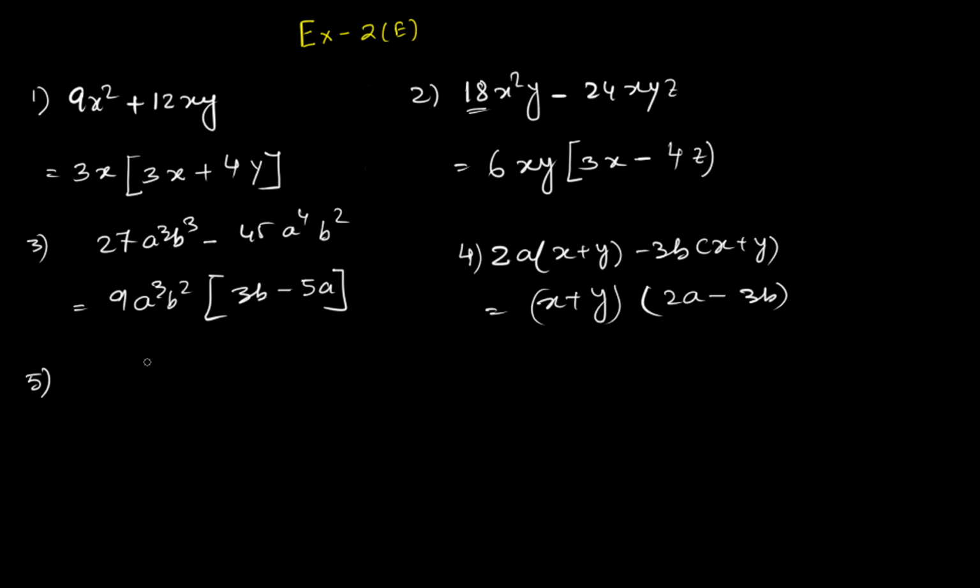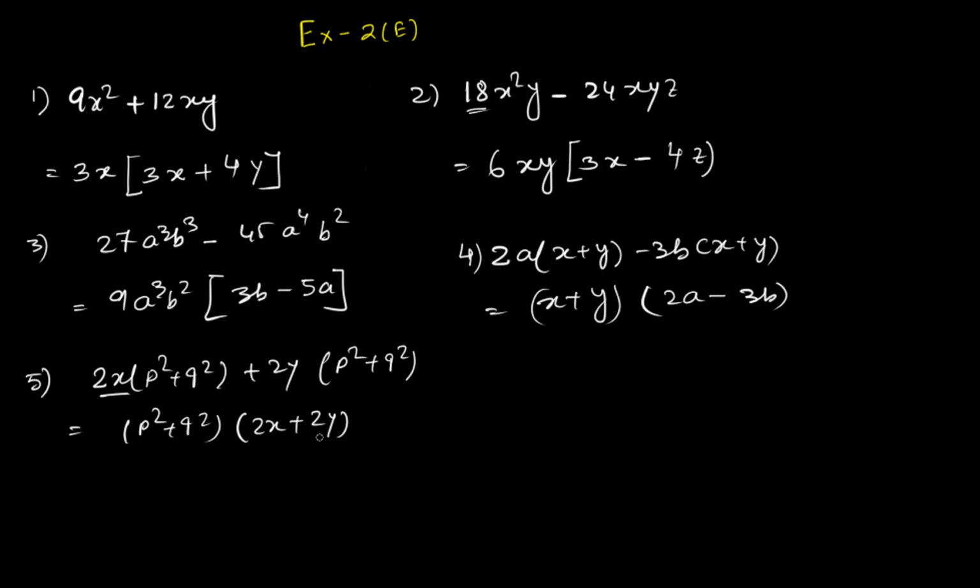The fifth question, 2x into p square plus q square plus 4y into p square plus q square. So we can take p square plus q square common. Sorry, that was 4y. Okay. Between these two terms, again, we can take 2 common. So 2 into p square plus q square times x plus 2y.